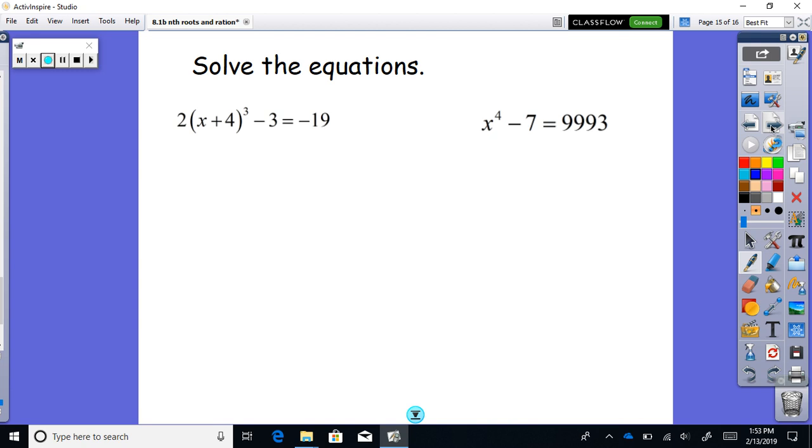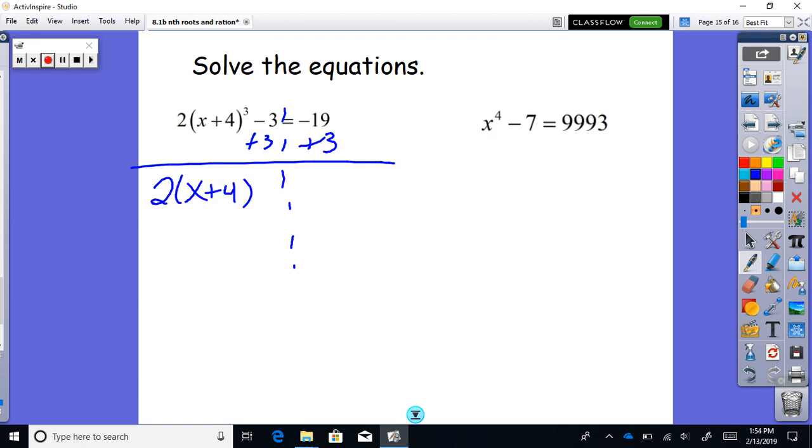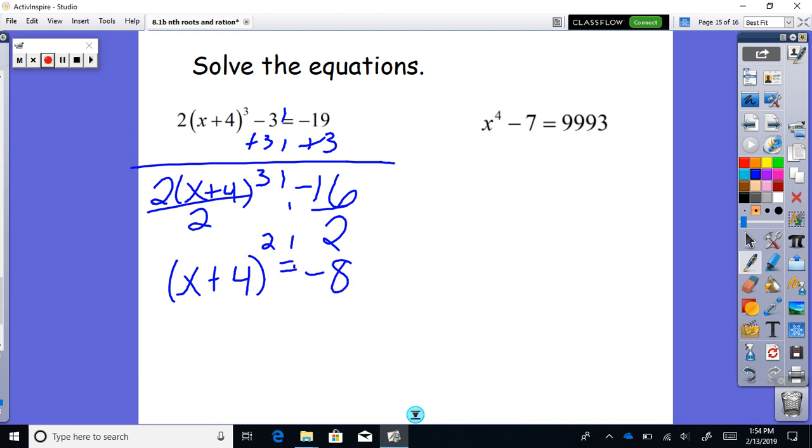Again, isolate the thing that has the root to it. So this one has 2 steps before I can take the cube root. So first I'm going to add 3 to both sides to get this here by itself. And negative 19 plus 3 will be negative 16. Then I want to divide by 2. So just following your standard algebra order of operations here, inverse operations. Oops, I changed this from a cube root to a square root by accident.